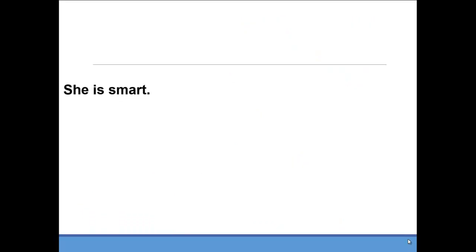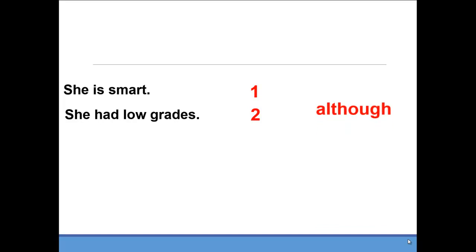Another example, she is smart. She had low grades. So here we have two opposite ideas. She's smart, she had low grades. So we are going to use the subordinating conjunction although. Let me remind you for the second time, the subordinating conjunction although comes before the action that happens first. So, which action happens first? She is smart. What happens after that? She had low grades. So, it's gonna be, although she's smart, she had low grades.